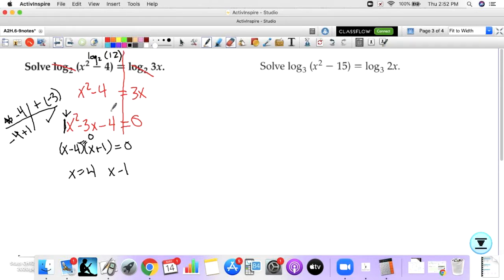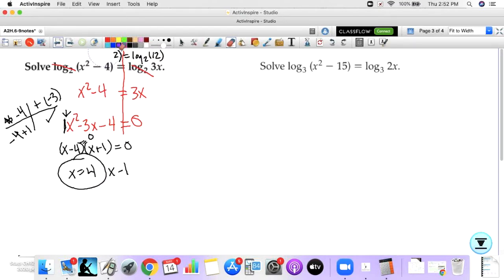Now I'm going to take this 4 and plug it in over here. 3 times 4 is 12. I get log base 2 of 12 equals log base 2 of 12. I'm feeling really good because clearly this side does equal this side, so it works. But also my log pieces are both positive. So this definitely works. It's definitely a solution.